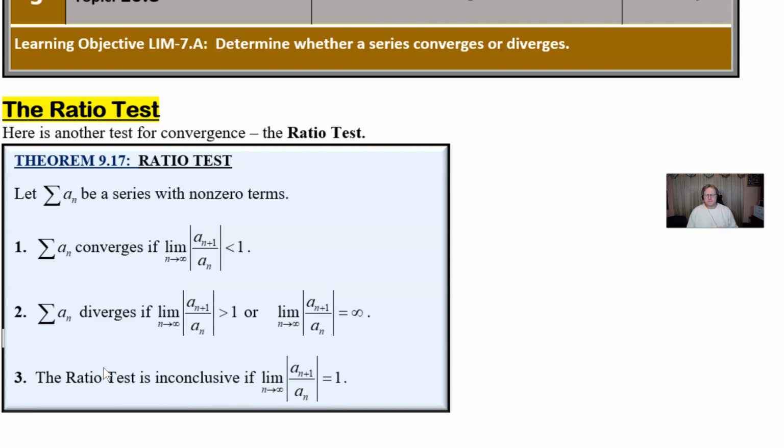Now I'm going to tell you something. I don't know if you're going to see the third option happen very often because typically there's another test that would have probably caught your eye before you even thought about using the ratio test. I'm not saying that 3 will never happen, but in the unfortunate event that it does, it just means that you need to move on to another test.